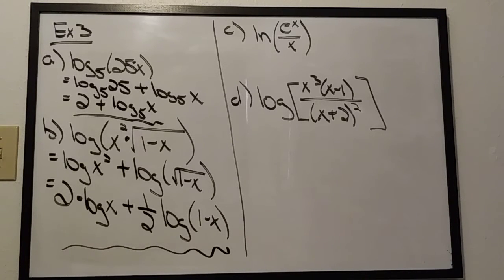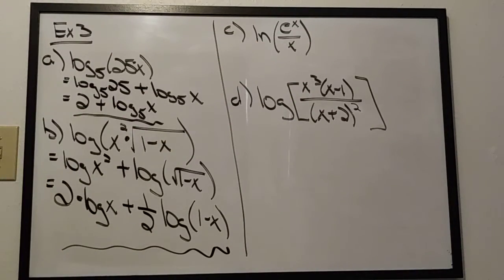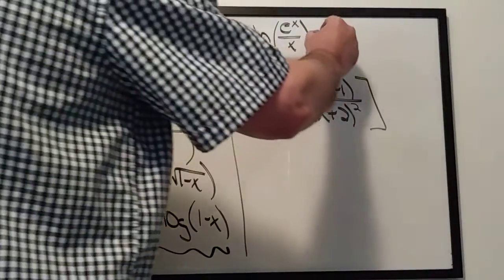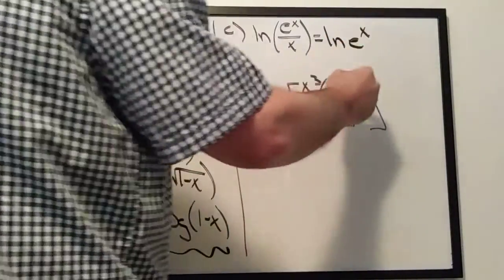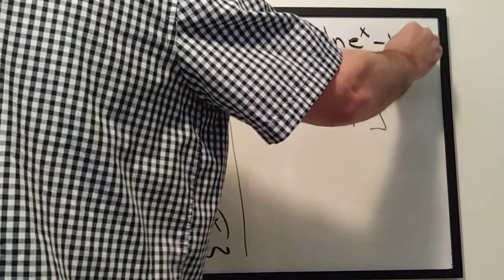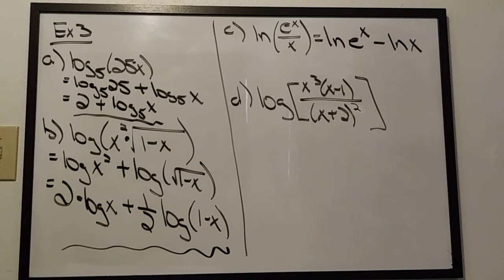When I have one copy of the log and I have a division, I can rewrite that in terms of a subtraction. Now, I have to make sure that the base of the log is going to be the same when I write down that subtraction problem, so I need to have natural logs. So it's going to be natural log of e to the x, my numerator, minus natural log of x, my denominator.